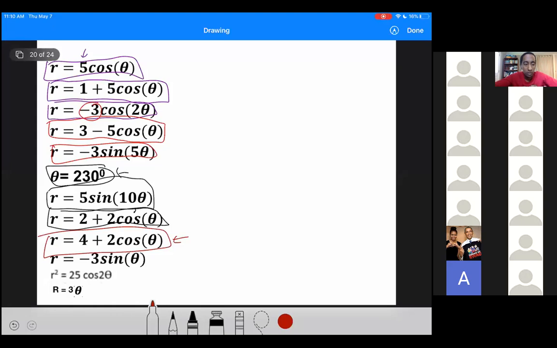Is it a limacon? A limacon, yeah, because it has that number a plus b. And what's one thing about it? Anyone? The a is 4. Okay, the a is 4.